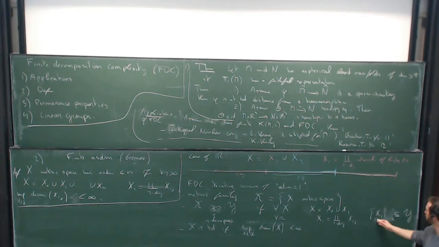Excuse me, it's a family, which is a subfamily of the collection of spaces. Of course, they are all up to isometries. It precisely means that all these sets are actually bounded.